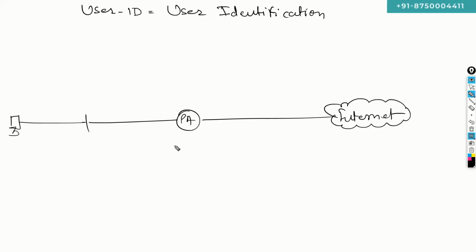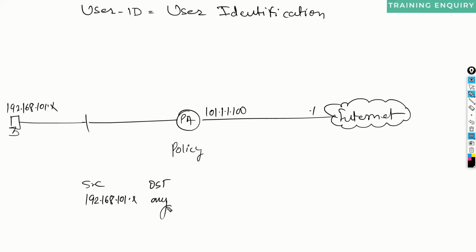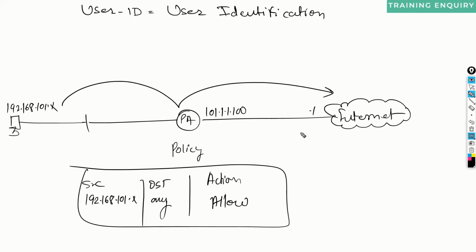On Palo Alto Firewall, normally we will define a policy for my LAN network. What is the LAN IP? 192.168.101.x. Public IP. Now we will define here: if source is 192.168.101.x, destination any, then action allow. Done. Now this LAN can access the internet.